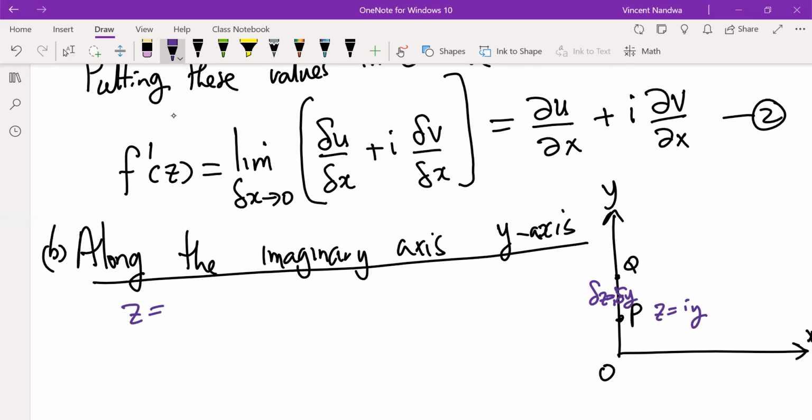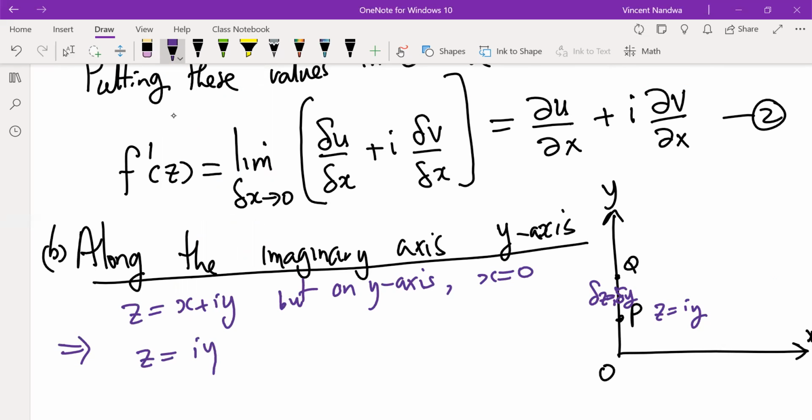So we know that z is given by x plus iy, but on the y-axis, x is 0. So which means z will be just iy. So which means delta x is 0 because there's no change in x, and delta z is the same as i delta y.